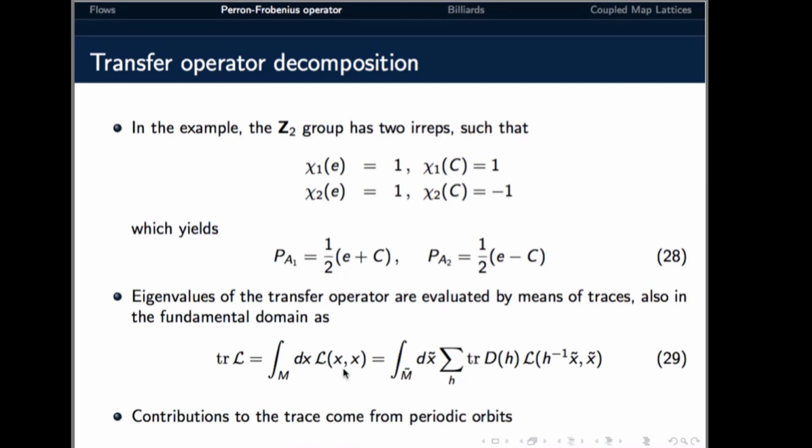Contributions to the trace come from periodic orbits, and that's why we care about periodic orbits. Again, this is not the only possible approach, but it's the reason why we study periodic orbits. It's because we want to extract information on the spectrum of the evolution operator, and that comes from the trace, and you can see from the formula of the trace that the contributions are picked up by the paths that start and end in the same place. Those are the periodic orbits.